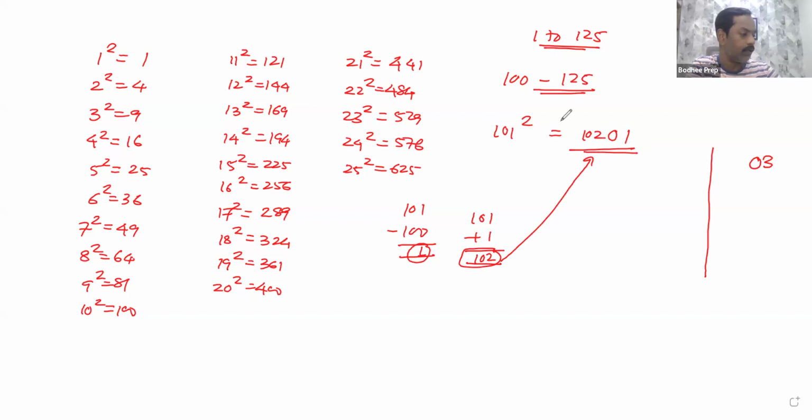Right? Now I'll ask you to please verify using the calculator or multiplication. So I'm doing the same. 101 multiplied by 101 comes out to be 10201. Right? This is the trick.